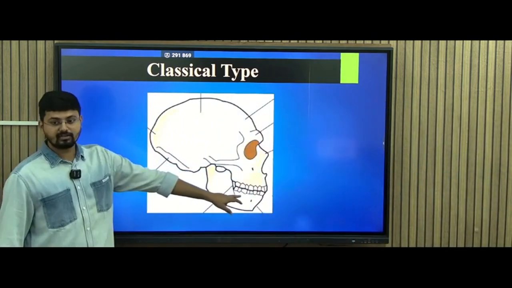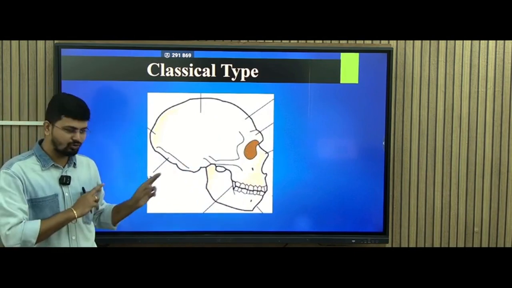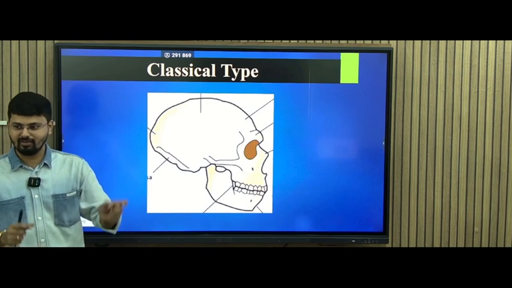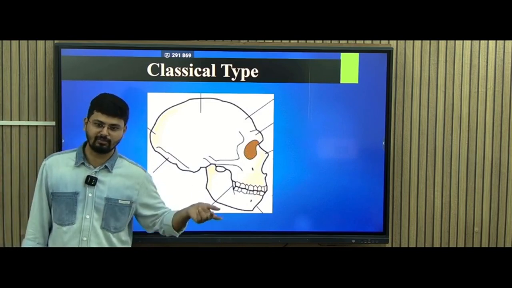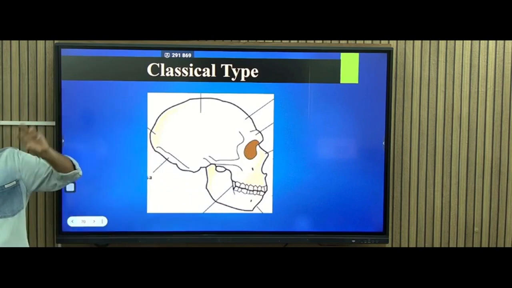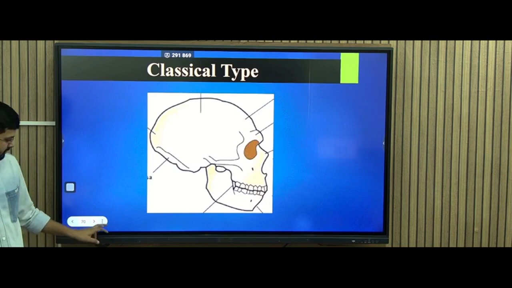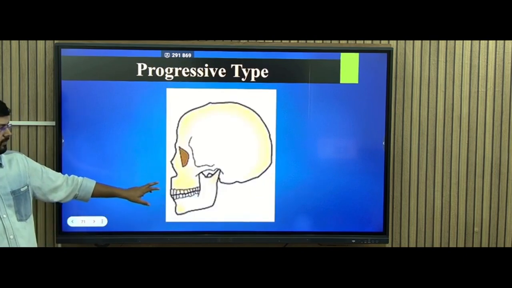And teeth are larger. When you are drawing the teeth also, the teeth should show the difference, that in the progressive teeth should be little smaller compared to classical one. If you show it of same size, again you are not drawing the diagram in line with what you have written. Okay, see here teeth are smaller in size, right?